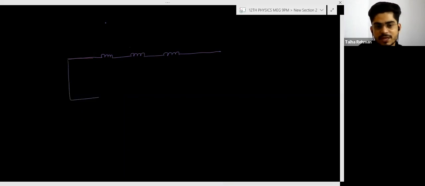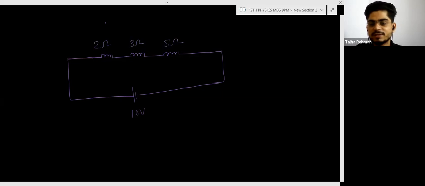So these resistances are connected in some combination, and suppose this resistance is 2 ohm, this is 3 ohm, this is 5 ohm. This is the case, and a battery of 10 volt is connected here. This is the symbol of a battery, and this is a wire, and on this wire three resistances are connected.